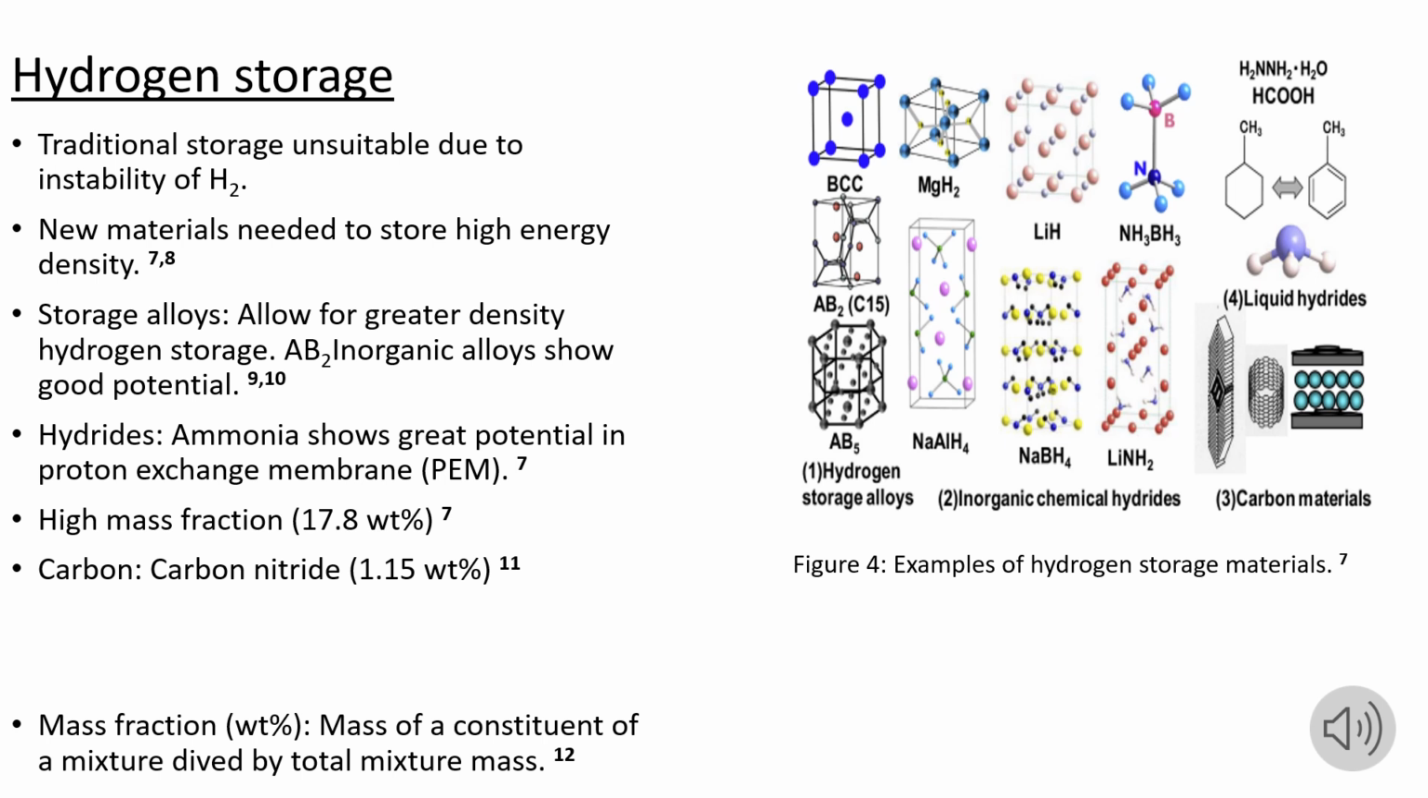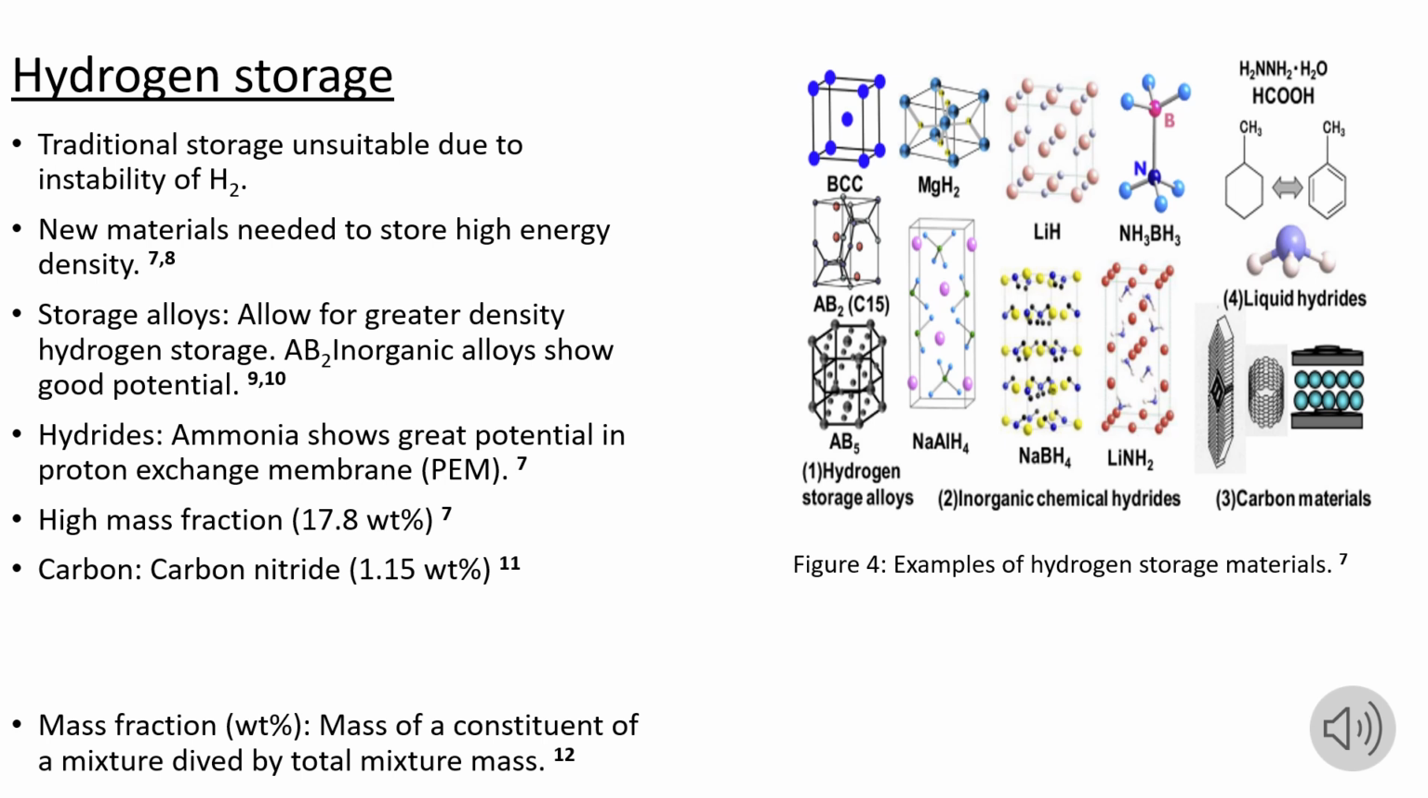When it comes to hydrogen storage, traditionally it has always been stored in the liquid or gas phase. However, as you can imagine, this is highly unsuitable for various uses of a hydrogen fuel cell system due to hydrogen's volatility. As such, new materials are required to allow for safer, more effective storage. These materials will additionally allow for greater energy density storage.